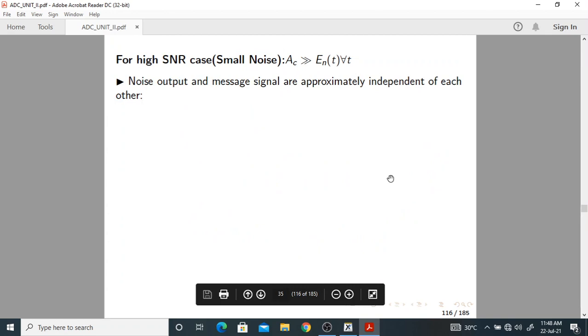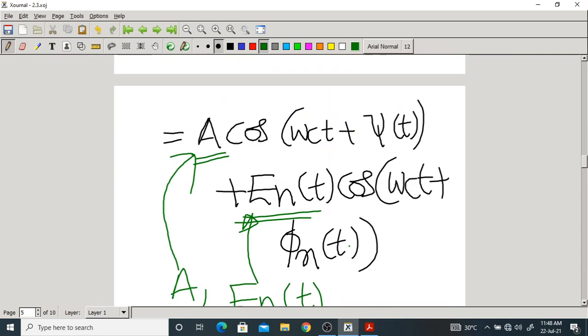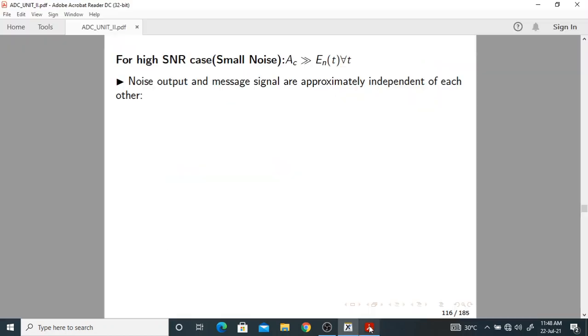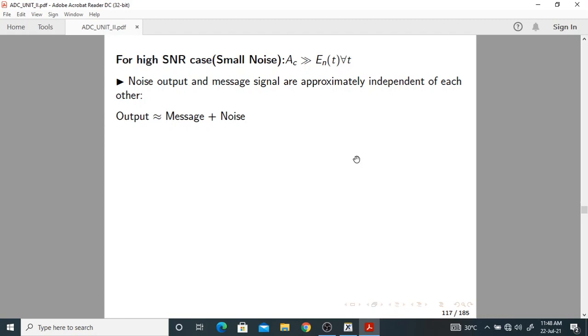Okay. So if noise output and message signals are approximately independent of each other, what can I say? These two are independent of each other. This component and this component are independent of each other. Independent means the output is nothing but the message component plus the noise component, and these two are independent of each other, if I don't leave the large SNR case or small noise case.